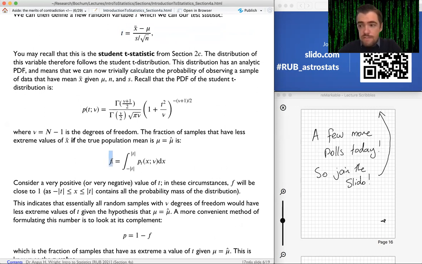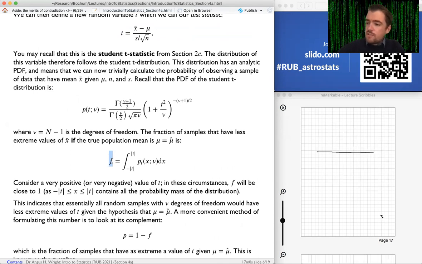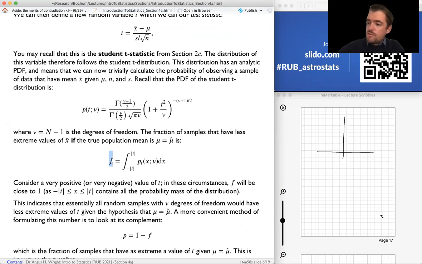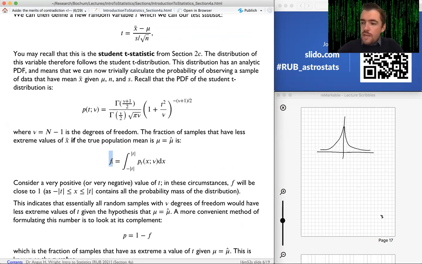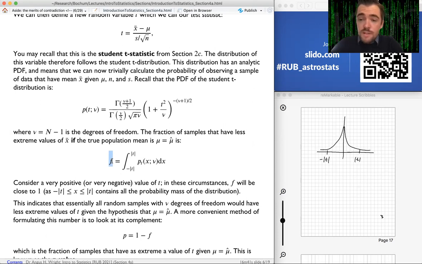Now, what does f describe? We've essentially constructed, and I'm going to draw something here, a student t distribution that looks something like this, as you'll remember. And we've said, what is rather the integral of this function from minus the absolute value of t to the absolute value of t? Okay, and that's going to be some value between 0 and 1, because this is a PDF.